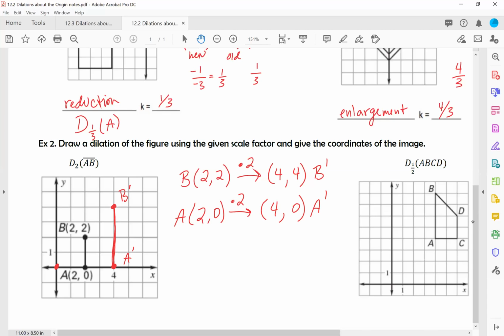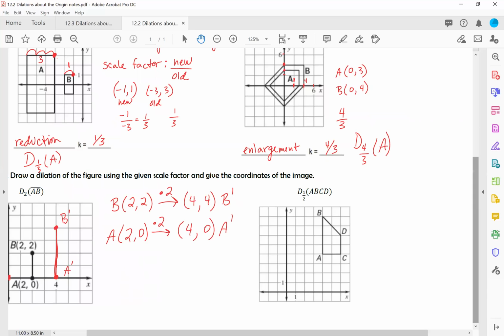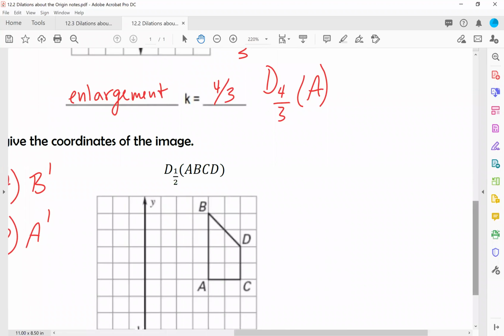Okay, so we can see that our line is twice as long because originally it was 2 units, now it's 4 units, and it's also twice as far away from that origin. Twice as far away from the origin. So just be aware of that. When you do a dilation, it is going to move.